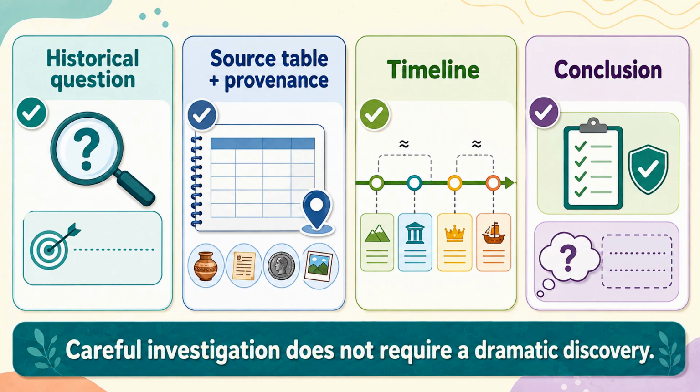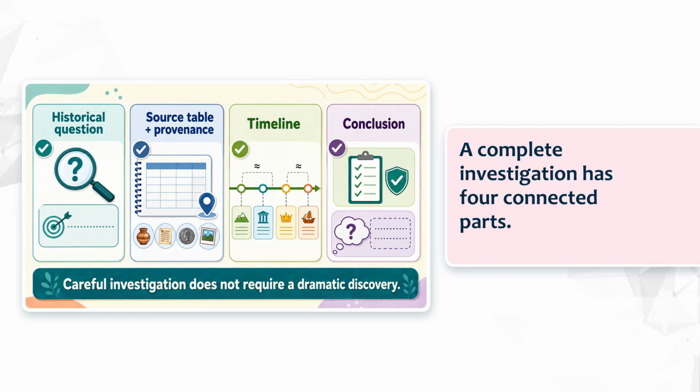Use the 4 checklist cards as a final review. The historical question should be focused and answerable. The source table should record provenance, date, information, limits, and follow-up questions, while the timeline should show findings from earlier to later without inventing precision. The conclusion should separate known facts from plausible inference. The 4 cards give one simple quality check.